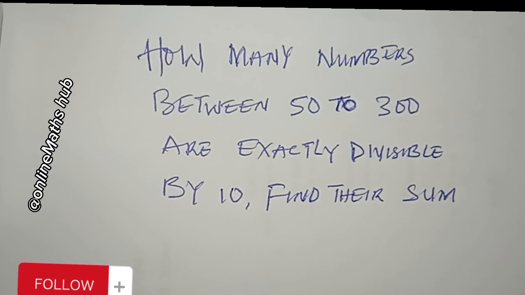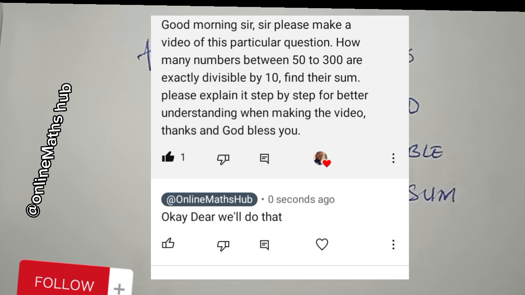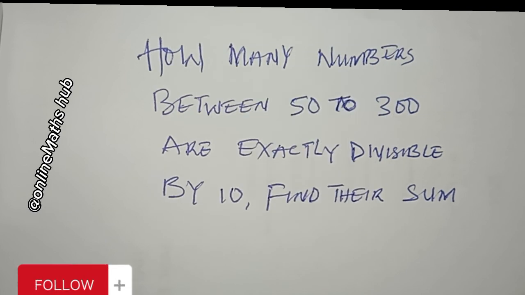This question was actually sent by one of my subscribers. He said I should help out in solving this problem. And of course the question says how many numbers between 50 to 300 are exactly divisible by 10, and then we should also find their sum. Okay, so that's what we're going to be doing in this video.